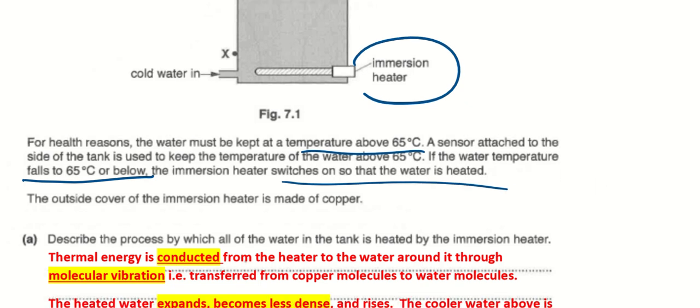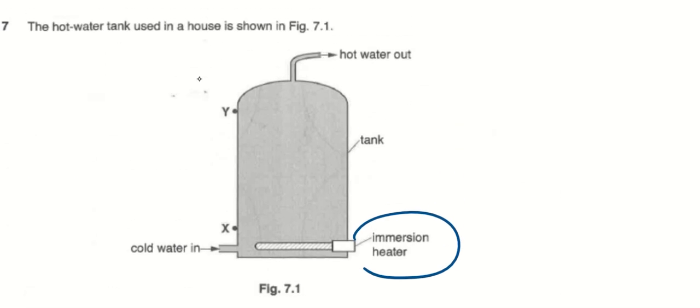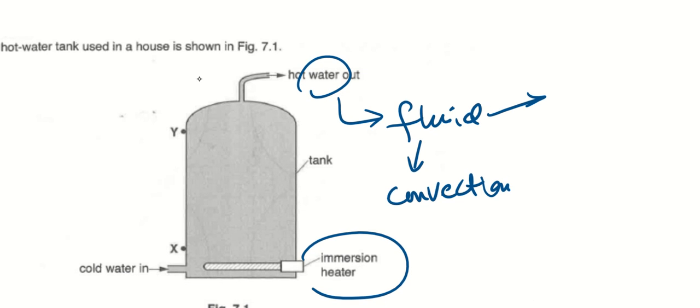Now, the outer cover of the immersion heater is made of copper. Copper, what do you think of? Metal, what do you think of? Conduction, right? So later we'll see if it appears in the question. And if we see water, water is actually a fluid. So if it's a fluid, it means there is a chance of convection. And they can also ask you questions pertaining to conduction because a fluid, like water, is a poor conductor.